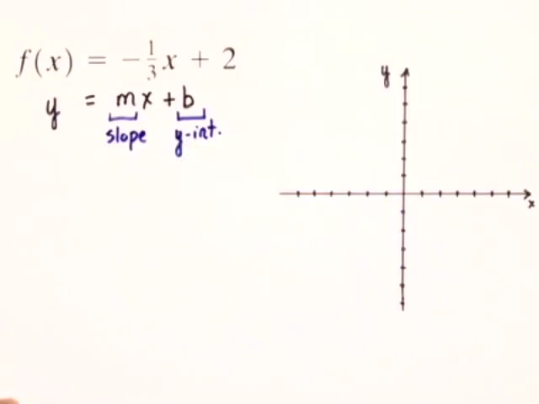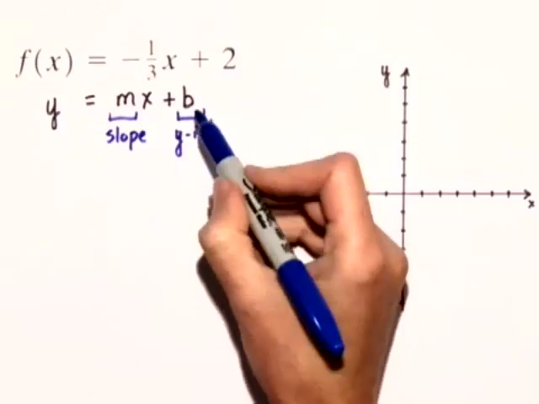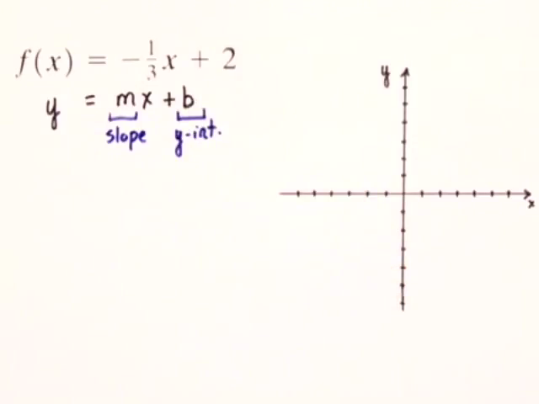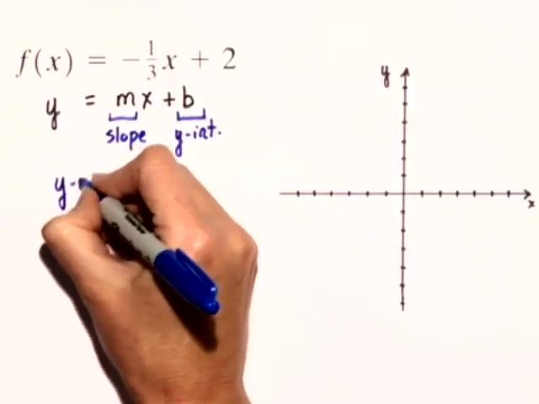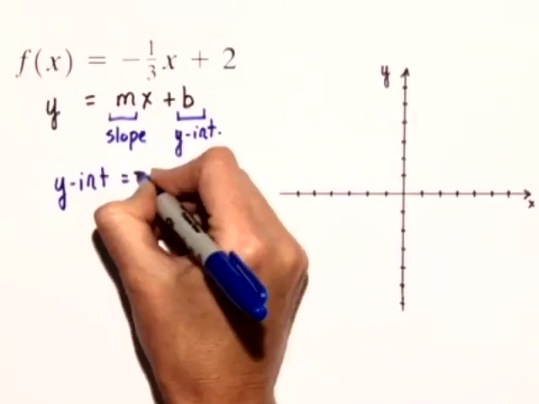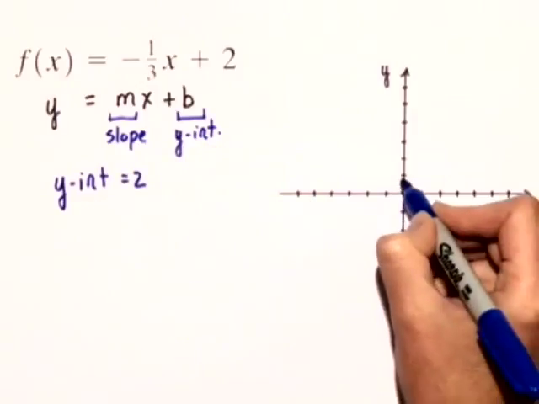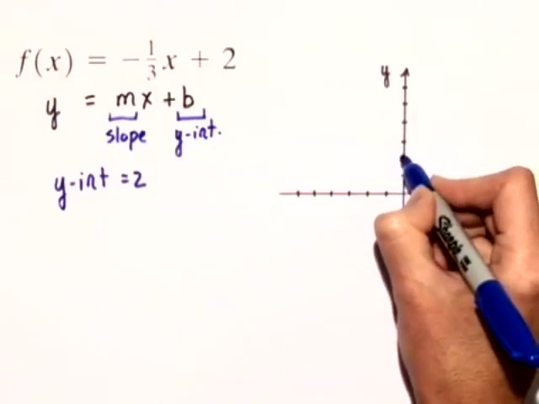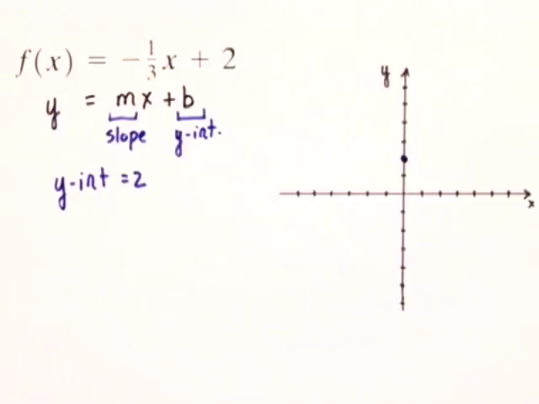It's easy to graph an equation when it's in y equals mx plus b form because we can begin with b, the y-intercept. The y-intercept is 2 in this case. Since the y-intercept is equal to 2, we'll just go up to 2 on the y-axis and graph that intercept. That's one of the points on our line.